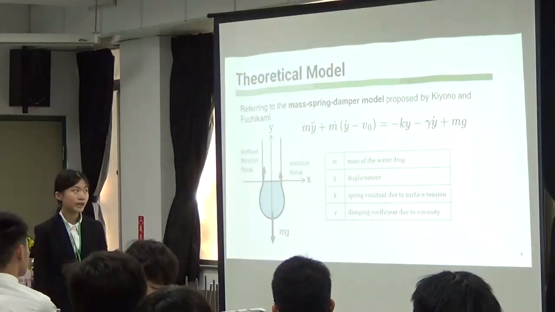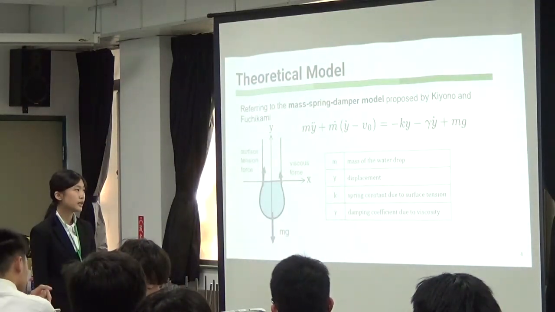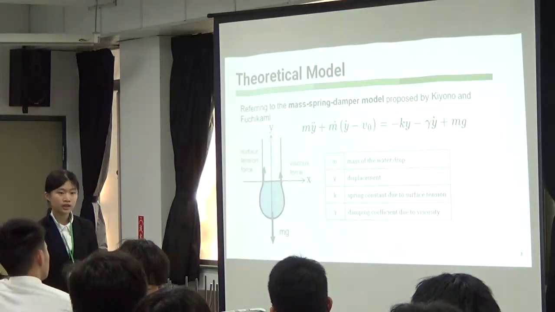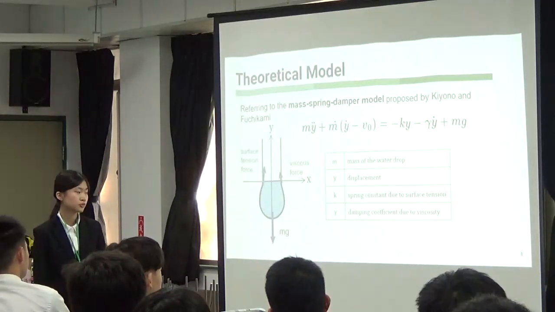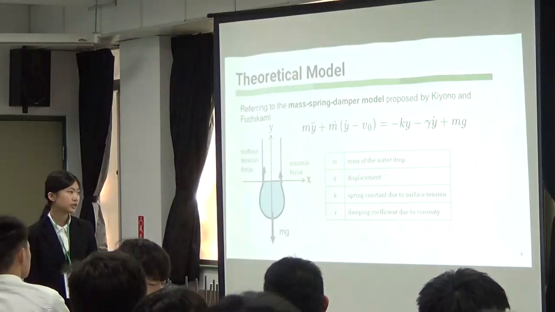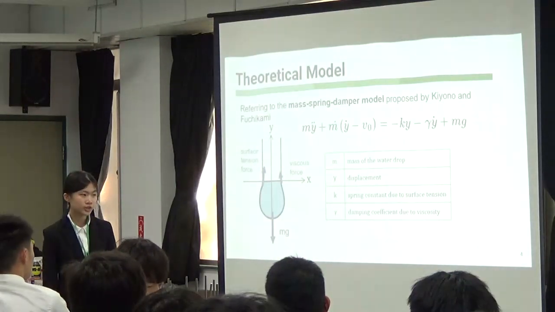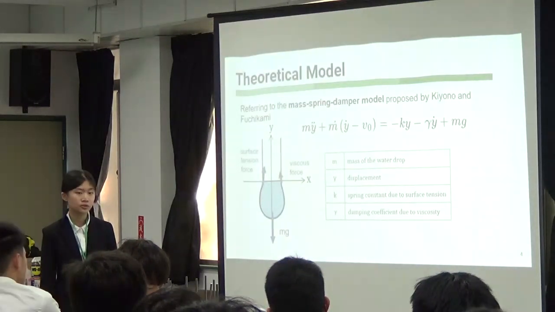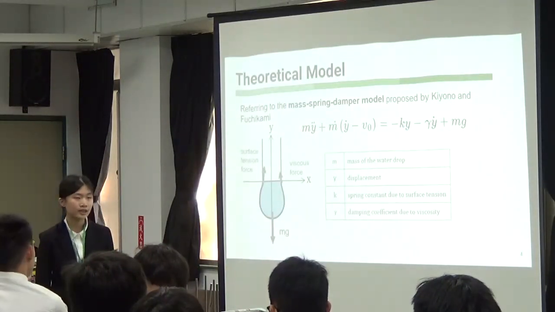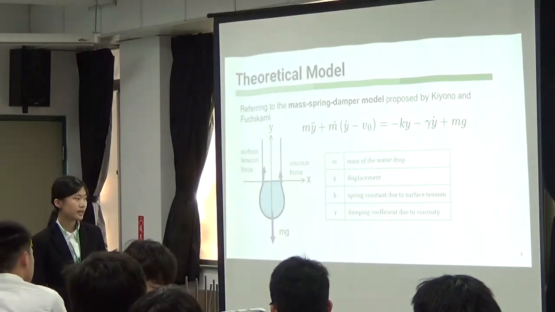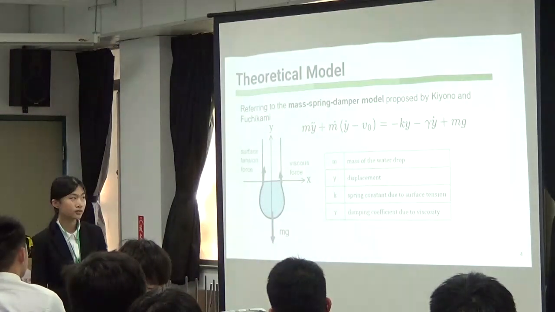So this is our theoretical model. We use the mass spring damper model. A drop suspended from a tube is pulled upward by surface tension force and viscous force, and it is pulled downward by its weight. In this equation, K is a spring constant due to tension. However, K is dependent on mass, while gamma is a damping coefficient due to viscosity.